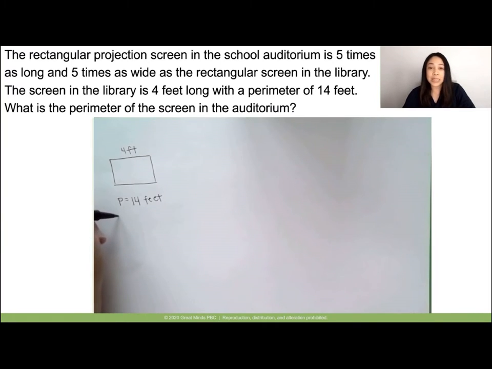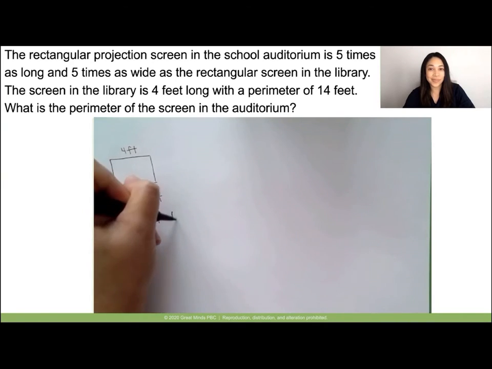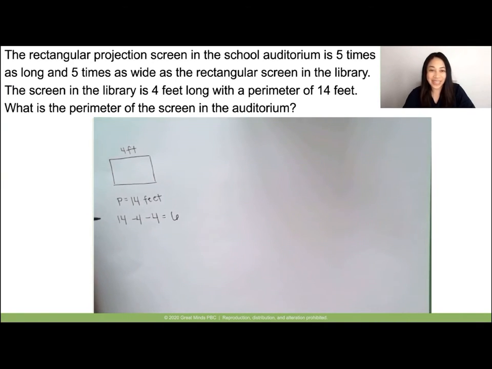We can start by subtracting the 2 known side lengths. 14 minus 4 equals, this equals 6. What we can now do is we can divide this number by 2. Why would we divide 6 by 2?